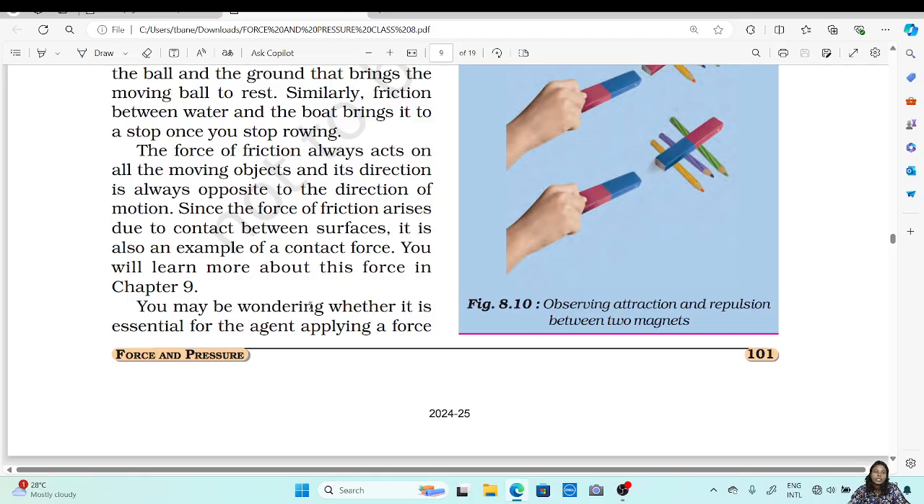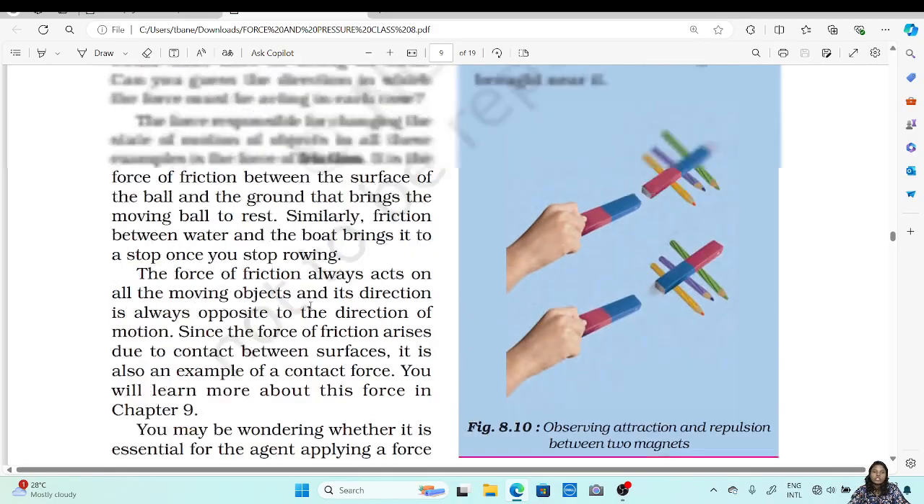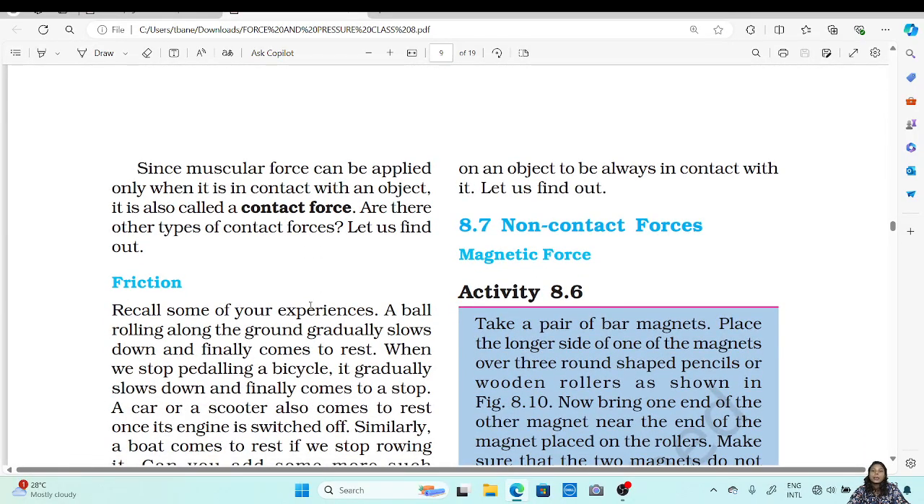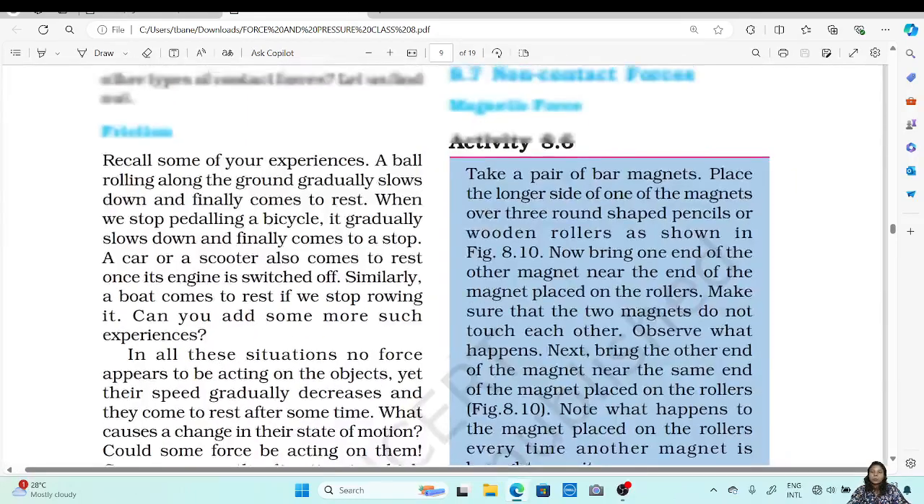So you may be wondering whether it is essential for the agent applying a force on an object to always be in contact with it. So now what they are asking is, is it necessary? Now all these forces that we have talked about are when both the objects are in contact with each other. So is it possible for any non-contact forces to be there? So now let's see non-contact forces.